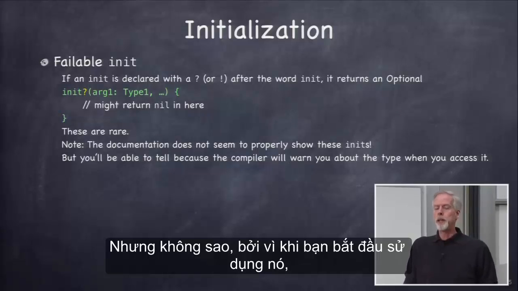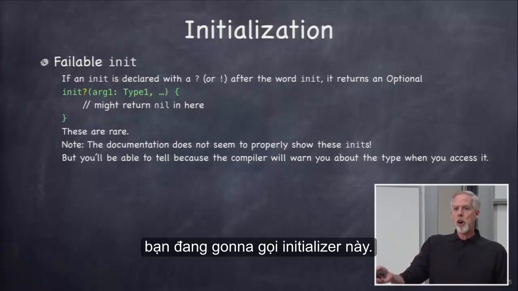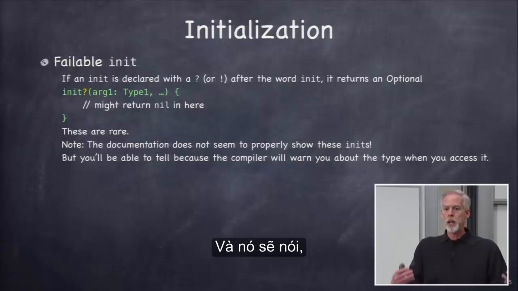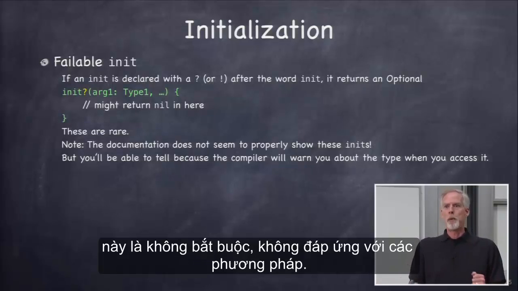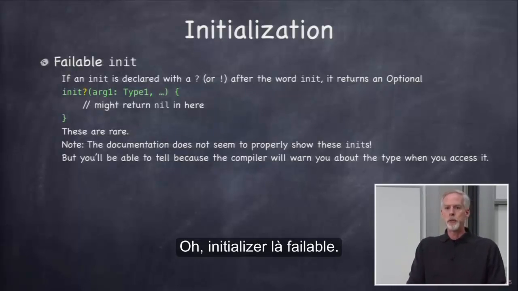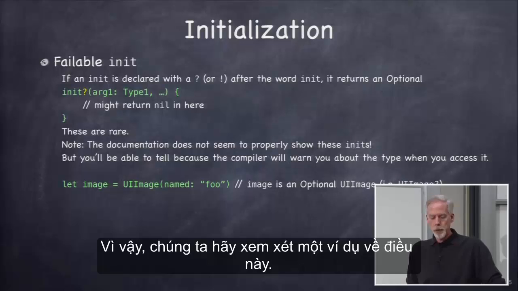But that's okay, because when you start using it, you're going to call this initializer, and the thing's going to come back, and you're going to try and send messages to it, and it's going to say, this is an optional, does not respond to the method. And you're like, what? It's an optional? And then you're going to know, oh, the initializer was failable. So let's look at an example of this.